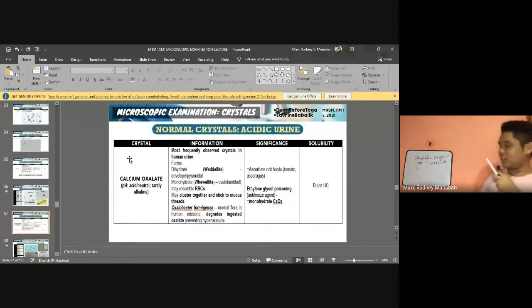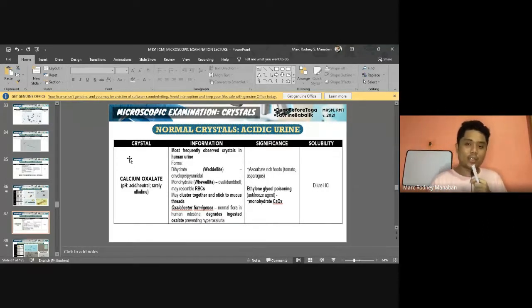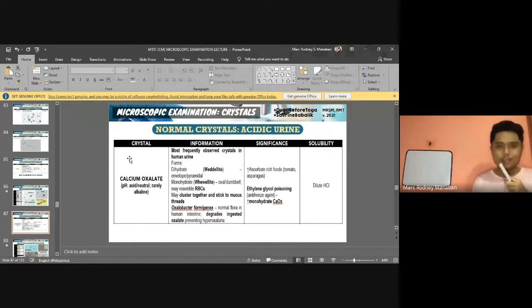Alright. Now, the dihydrate or weddellite is the most common form of your CaOx. And again, its characteristic appearance is pyramidal, its shape is like an envelope. That's why, please take note, dears, your dihydrate is also known as the envelope crystal. It looks like an envelope in appearance. Envelope in the sense that its X is in the middle, dears. Okay? Alright. I didn't draw it yet, but imagine its X is in the middle.